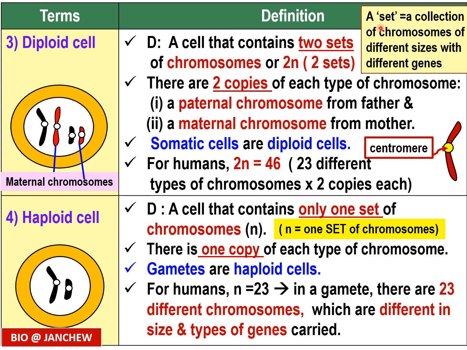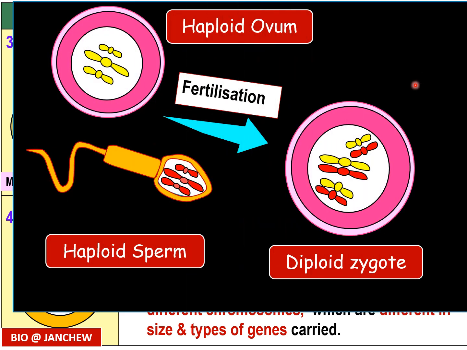Okay, what is a set of chromosomes? A set of chromosomes is a collection of chromosomes of different sizes and with different genes. That means a collection of different types of chromosomes. Okay, so let's see how a diploid cell is formed. It starts off with the process of fertilization.